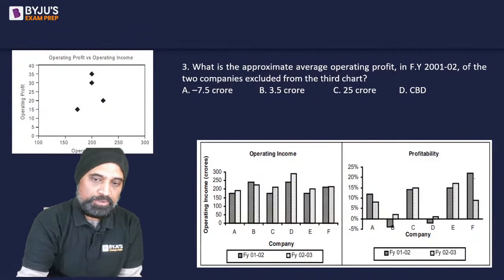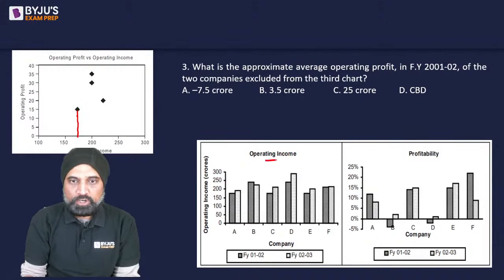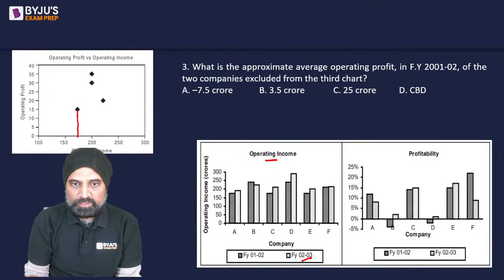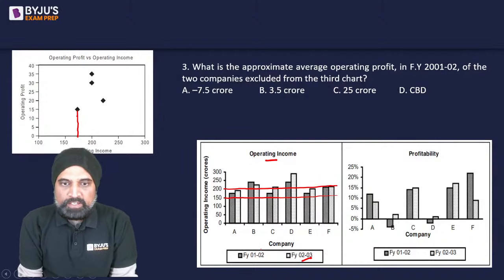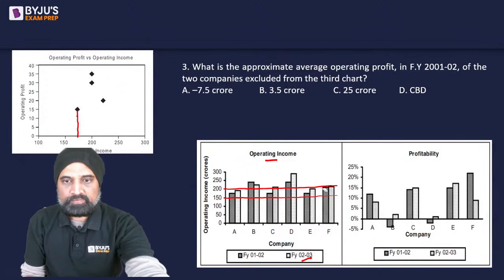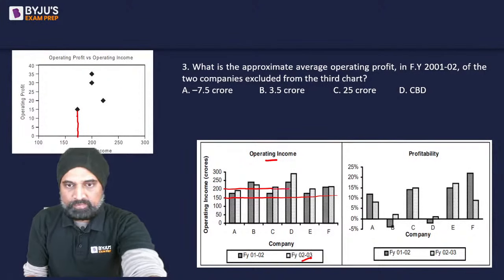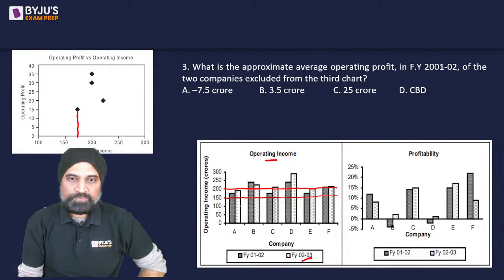Okay, let's redo this. Fiscal year 2002, 2003, this is somewhere between 150 and 200. Operating income fiscal year 2000, 2003, between 150 and 200. So this is 150 and this is 200. Which one is this? This is of course A.